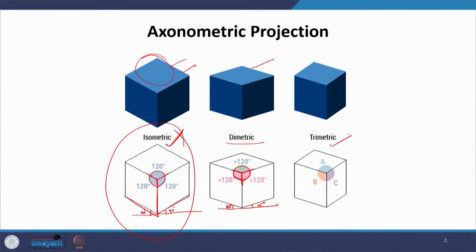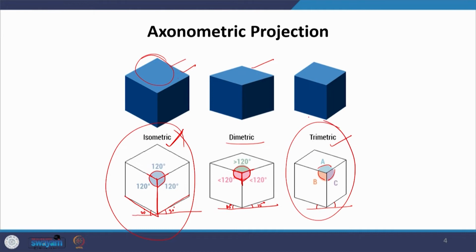The third one is a trimetric projection, where none of these angles is equal. So, we have three angles, and they are all different. This angle is not equal to this angle, and it will make us feel that one of the axes is elongated. By virtue of this, this is a trimetric projection. Now, all these are axonometric projections. The fundamentals, the basics which we have learnt, remain exactly the same. We use them in different contexts, depending upon the object that is being viewed.